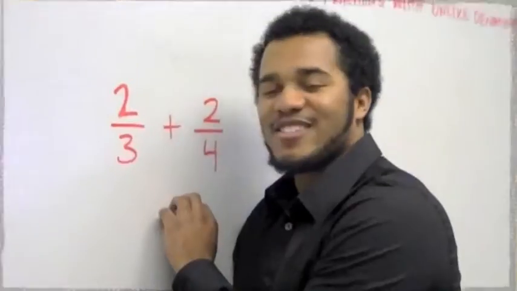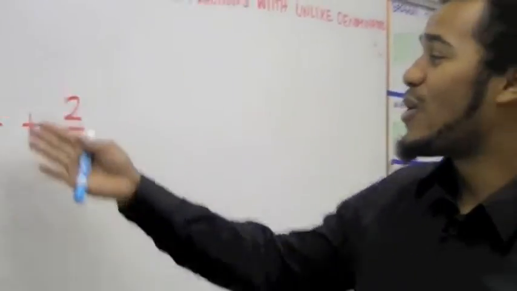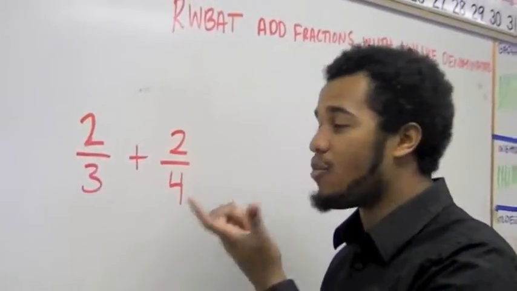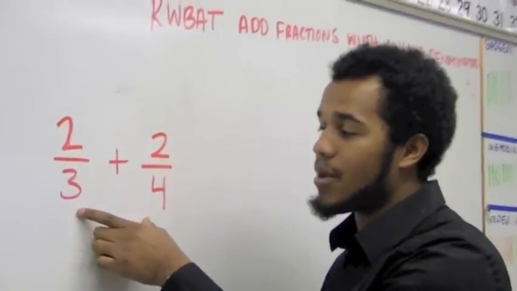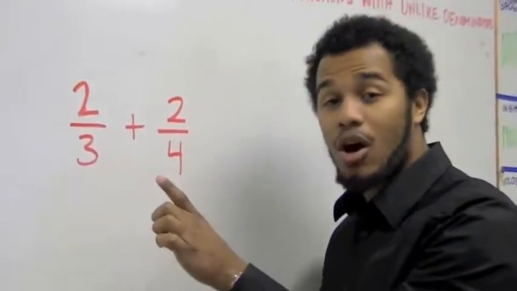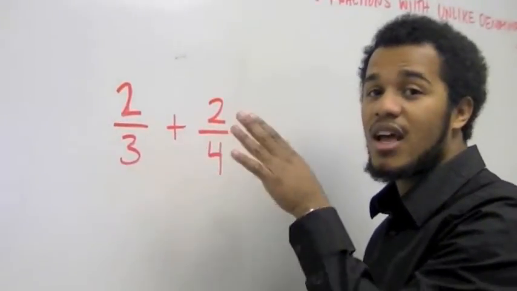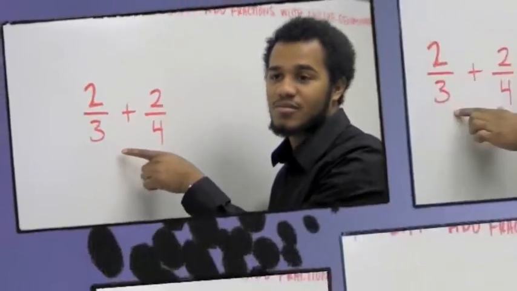I love fractions, especially when they're unlike. So we have 2/3 plus 2/4. As you can hear, both times I said a different denominator. So here we have unlike denominators. What I want you to do right now is pause the video for a second, use Zoro and find the like denominators of these two fractions.